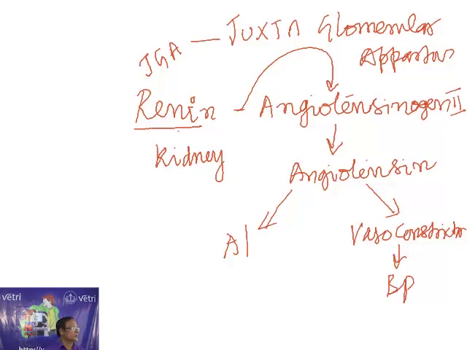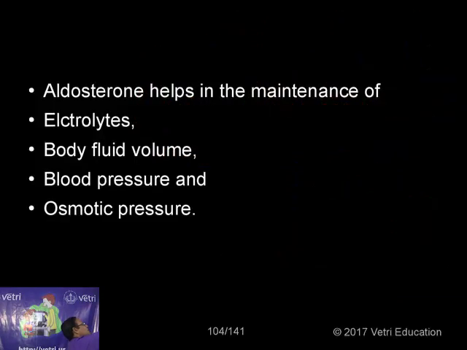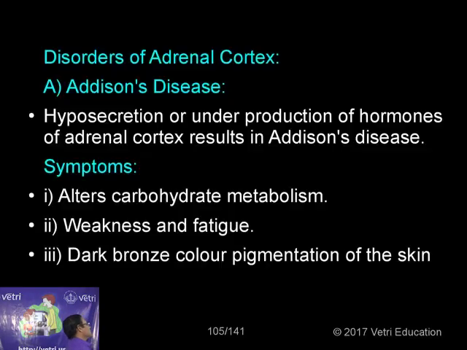Once angiotensin is formed, it stimulates the adrenal cortex to release aldosterone on one hand. On the other hand, it causes vasoconstriction, that is decreasing the blood vascular diameter by way of constriction of blood vessels. Diameter has been decreased, so the BP increases. Anyway, aldosterone secretion is under the control of the renin angiotensinogen mechanism, and it is the renin hormone that stimulates aldosterone, which in its turn does the activity. That is why you see that the blood pressure is also increased because of the indirect effect of aldosterone. So, what are the disorders caused because of the adrenal cortex?